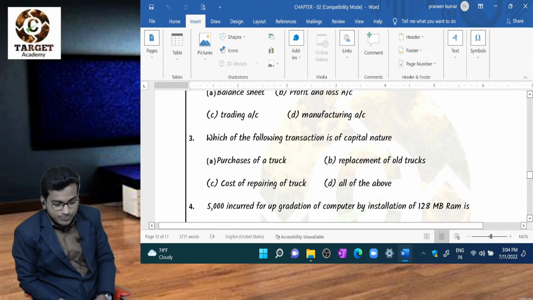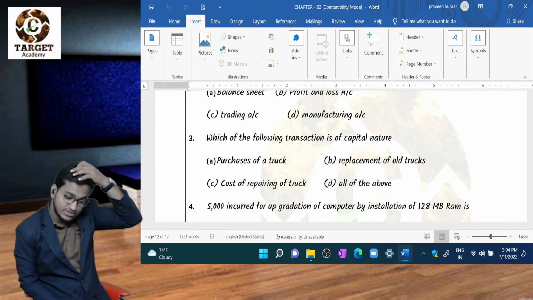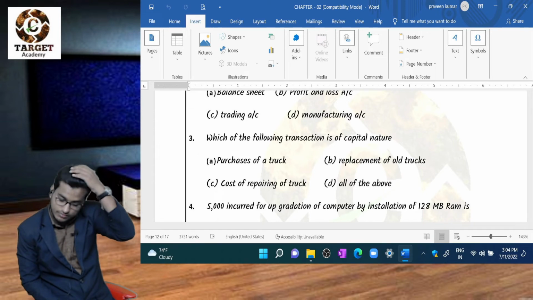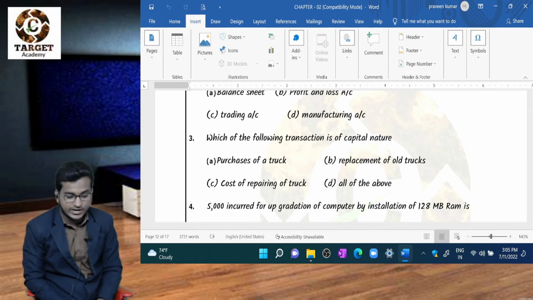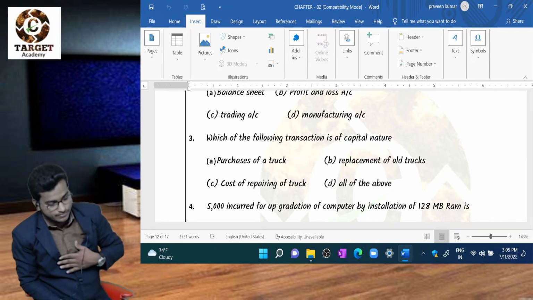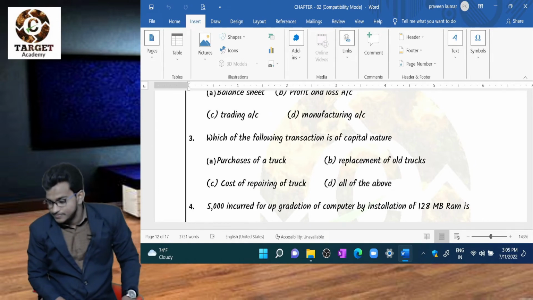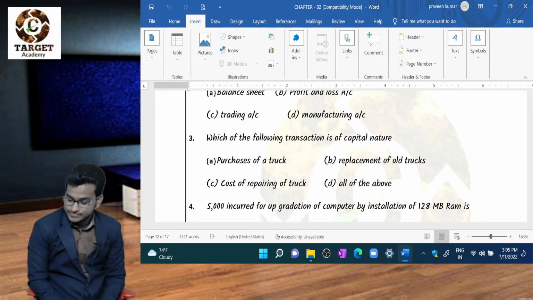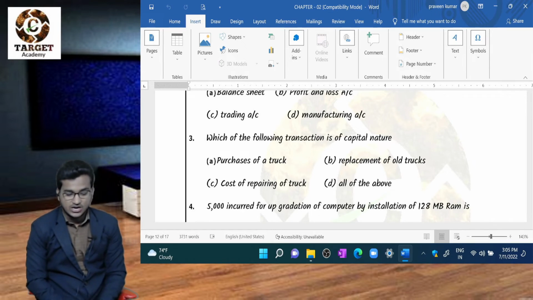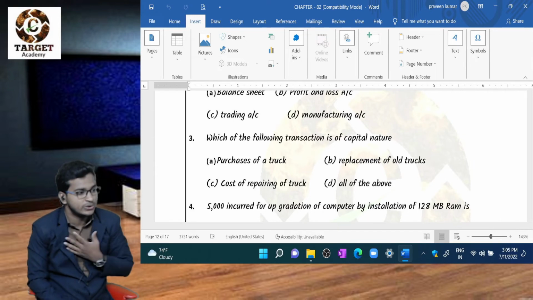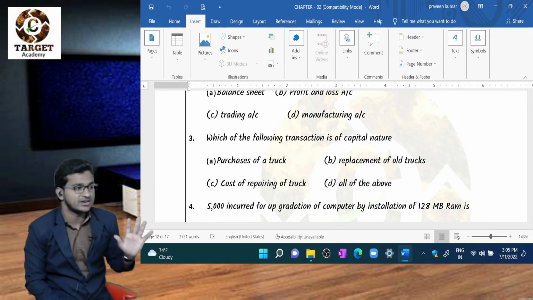Question number 3. Which of the following transactions is capital in nature? See the options and give me the correct answer. Purchase of truck, replacement of old truck, cost of repairing of truck, option D, all of the above. Purchase of truck, option A is correct, because in option C, cost of repairing of truck, repair is a revenue expenditure, we know that. So there is no chance of D, all of the above, because C is wrong. So option A is the correct answer.